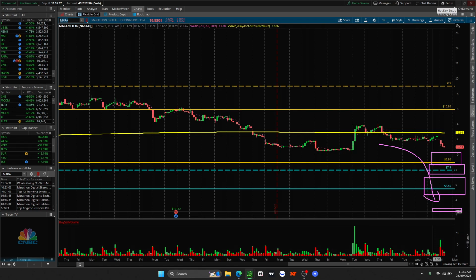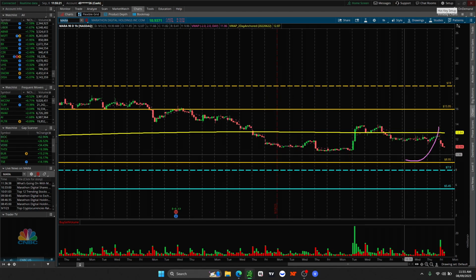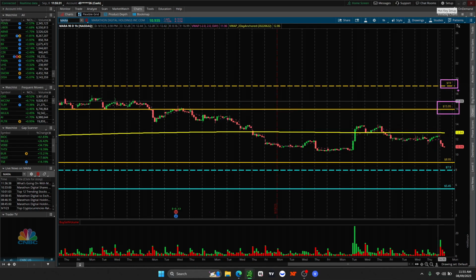Now, what are going to be targets or potential short bias levels? So if we push to the upside, we have targets at $15.95 and $19. Now, these would be the first deviations to the upside. Now, again, these sorts of levels can be used in multiple ways.